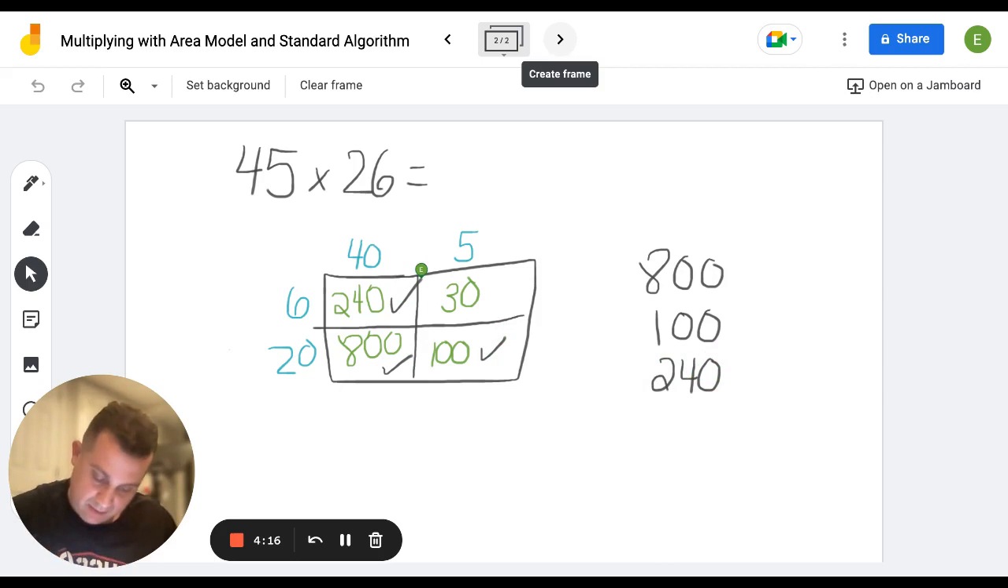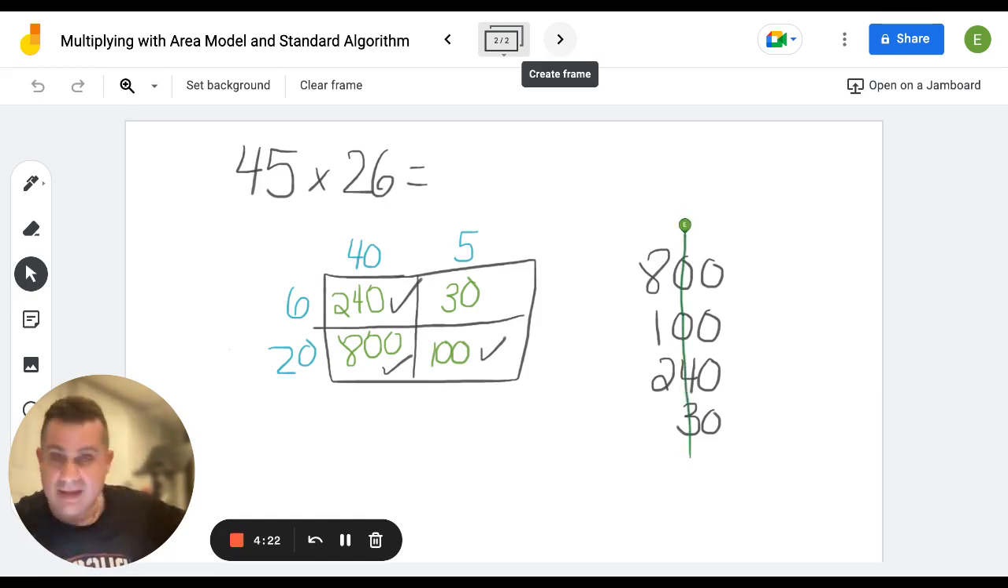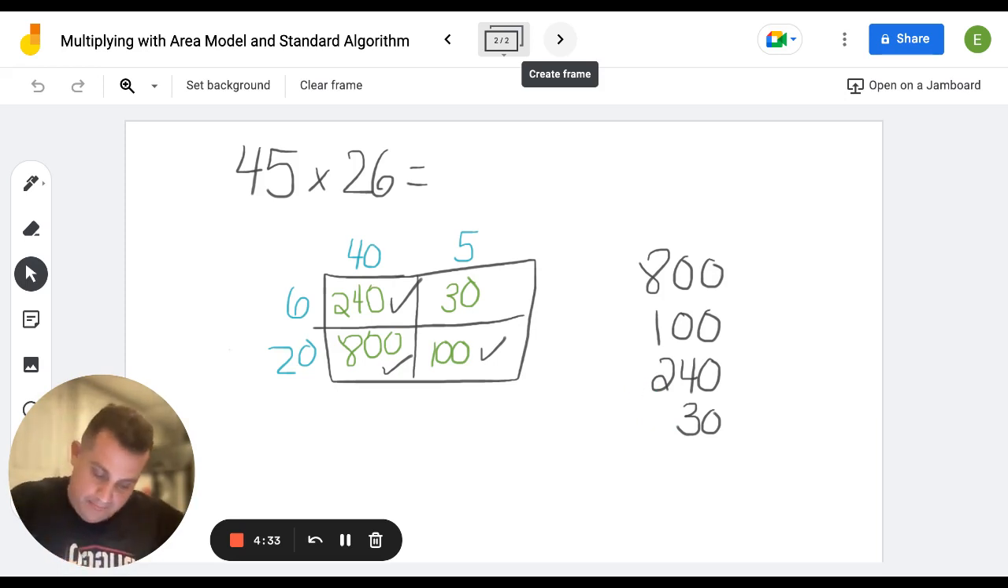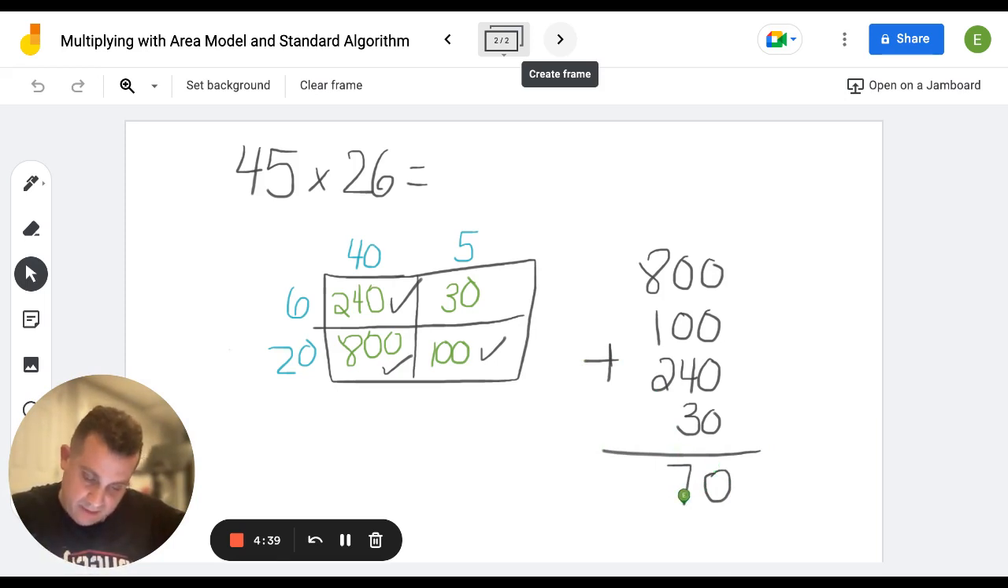240. And then 30, making sure that you're lining up here. That 30 is going in the tens place and the ones place. Do not shift it over and put this 3 in your hundreds place. All right. Now I'm going to add all my partial products up. 0, 7, 8 plus 1 is 9, 9 plus 2 is 11.